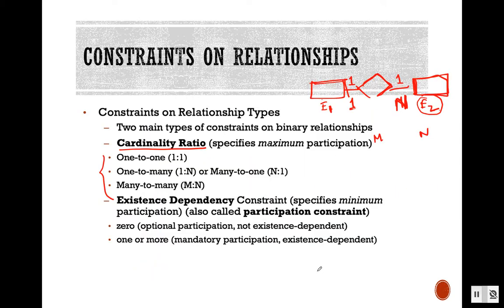Okay, so from the relationship constraints, the first type of constraint is cardinality ratio, where we have to specify the maximum participation. Cardinality ratio specifies the maximum participation. Okay, we saw the examples of 1 to 1, 1 to many, many to many, and in our ER diagram we have to specify those types of restriction. Another type of constraint is known as existence dependency constraint, and that will specify the minimum participation. Okay, and we'll talk about that in the next segment.